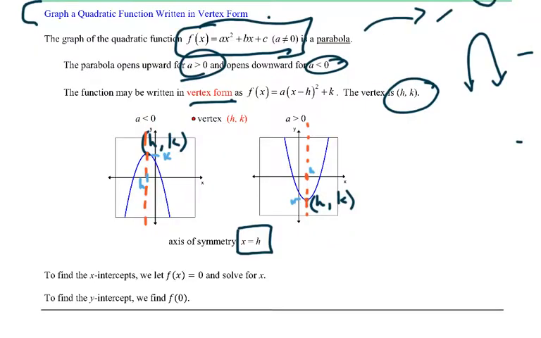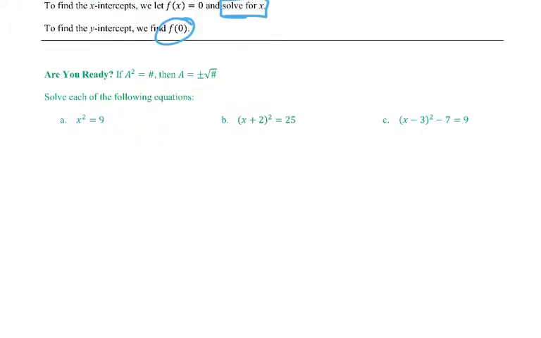To find the x-intercepts of a parabola, we let f of x equals 0 and solve for x. To find the y-intercept, we find f of 0. So we're going to see a very methodical process for determining the information that we need to graph a parabola. Before we do that, we want to make sure that we're ready to do that. We're going to solve each of these quadratic equations for x. Okay, so we're going to solve each of the following equations for x.